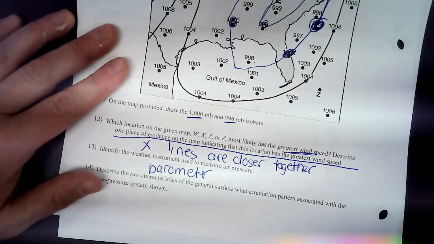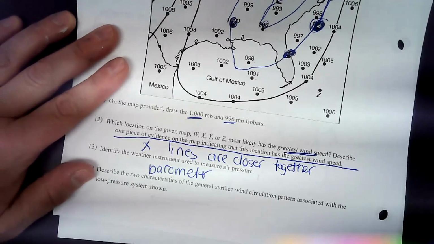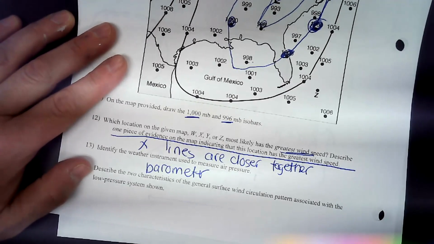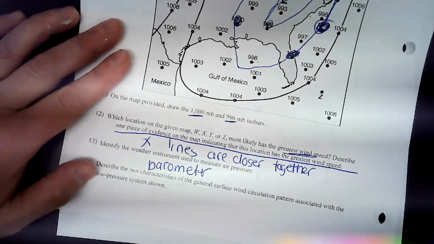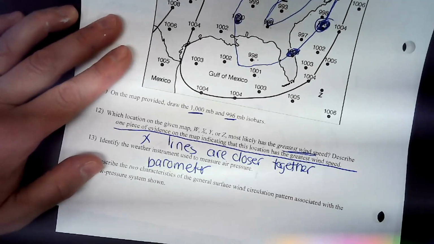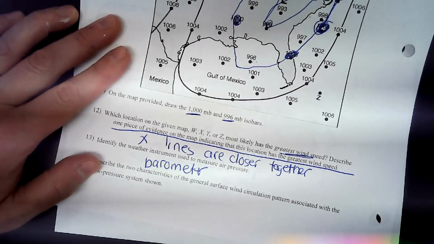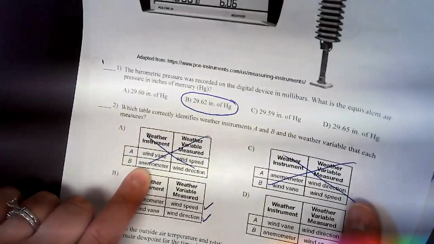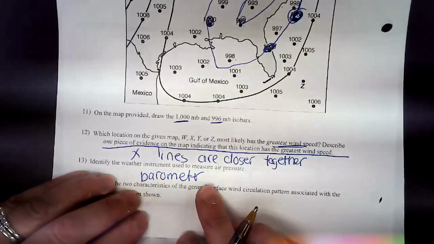Barometer. If you spelled it wrong, I gave you credit. But it wasn't a crazy one like anemometer or sling psychrometer. They won't do that to you. If they want an answer of anemometer, like back here, they'll spell it out. They would never make you spell anemometer. You guys can handle spelling barometer.